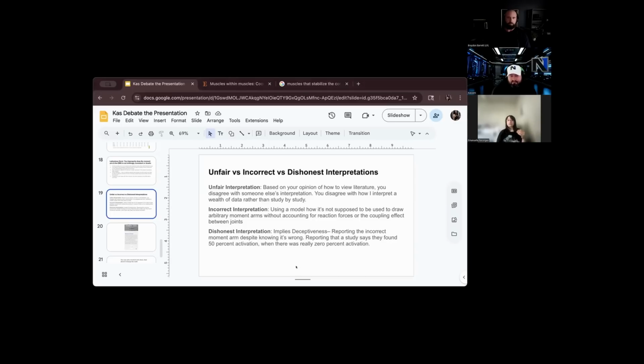Now, as for dishonest interpretations, this implies deceptiveness. So reporting the incorrect moment arm despite knowing it's wrong, I don't believe you did that. And reporting a study that said they found a 50% activation when in reality it was a completely 0% activation, I still did not do that. I didn't report that there was a specific number of activation and then report some other number that was completely different. I just said that it was similar.